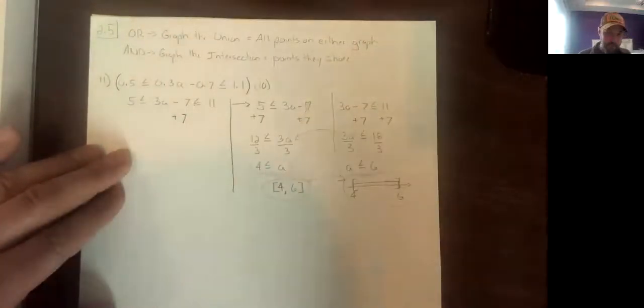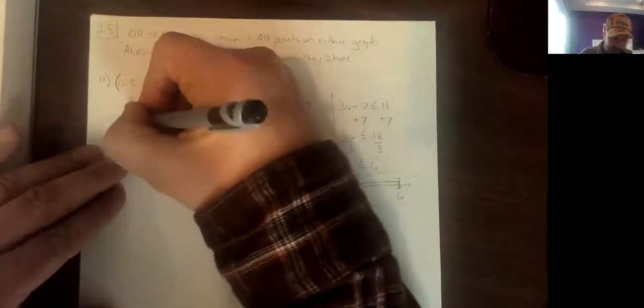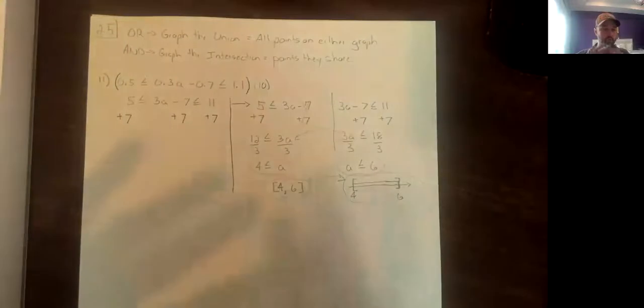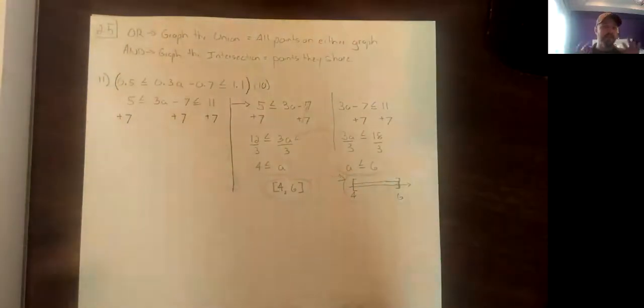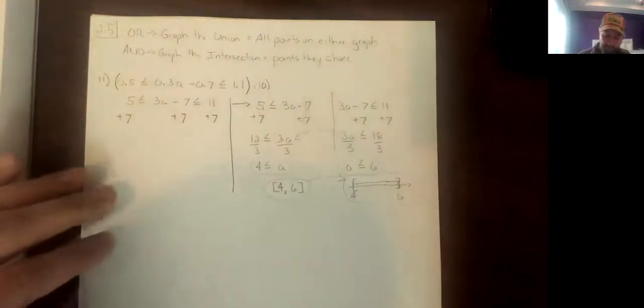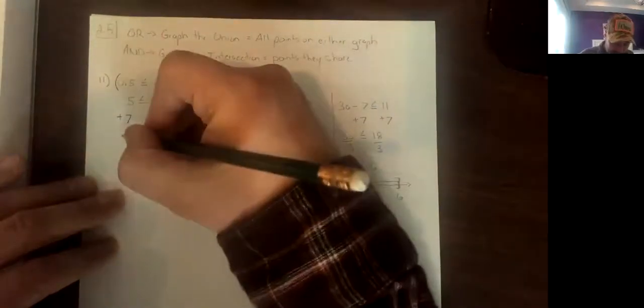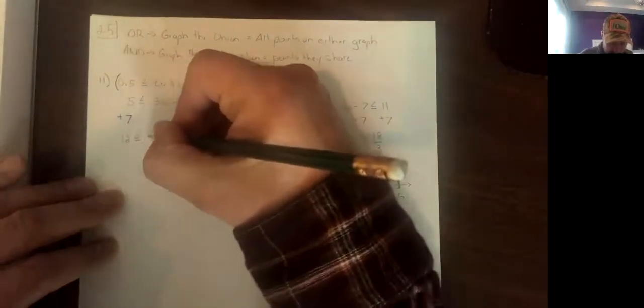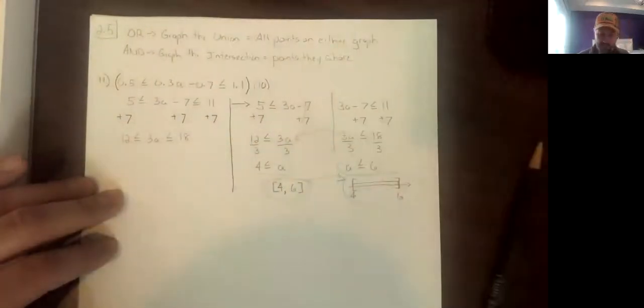I'm going to add 7 to get rid of it. I discovered I have to add 7 to the left and the right. Now we have a left, right, and a middle. To get rid of something from the middle, we apply it to the left and the right. So we can do it all at the same time. Now I get my 12 less than or equal to 3a less than or equal to 18.